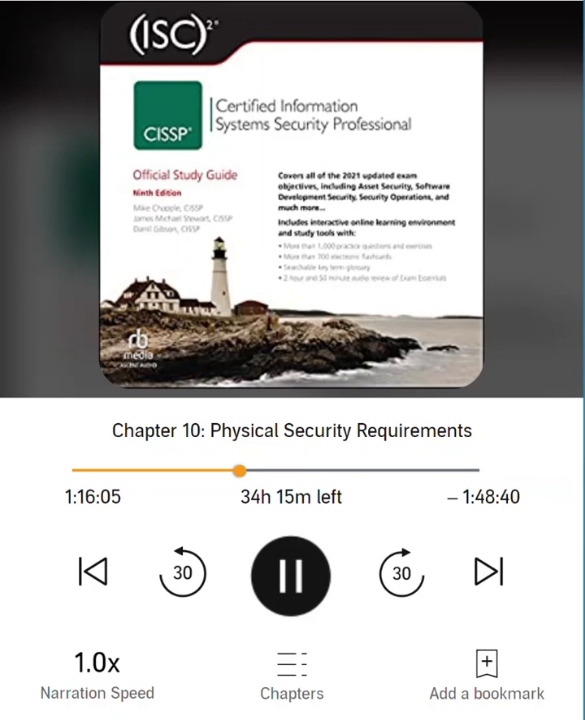Temperature, humidity, and static. In addition to power considerations, maintaining the environment involves control over the HVAC mechanisms. Rooms intended primarily to house computers should generally be kept between 59 and 89.6 degrees Fahrenheit, 15 and 32 degrees Celsius.